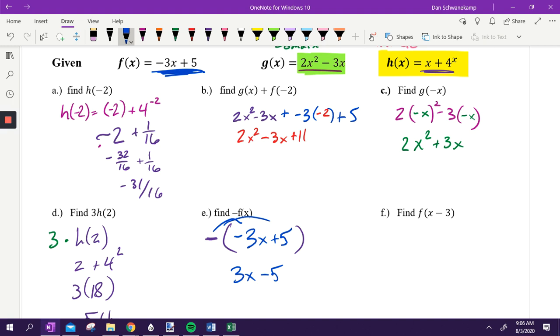Write it down. Letter F is probably the most important one up here. Not that this one's hard. F of x minus 3. So we're using the f function. We're using this one right here.